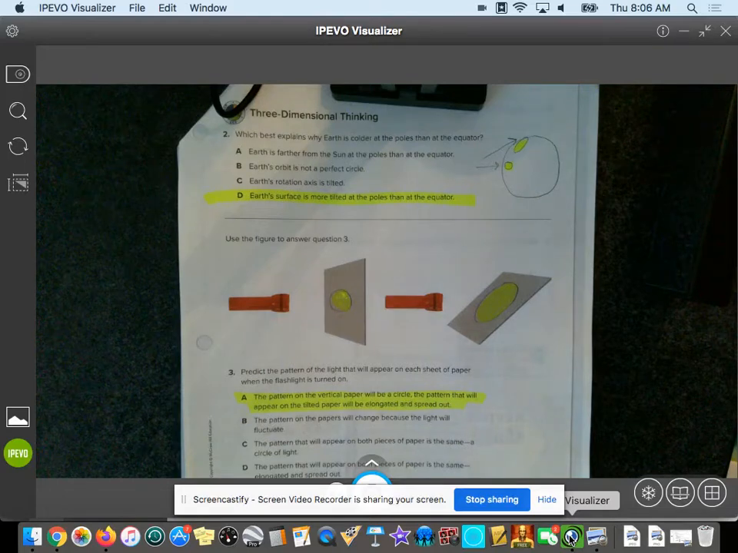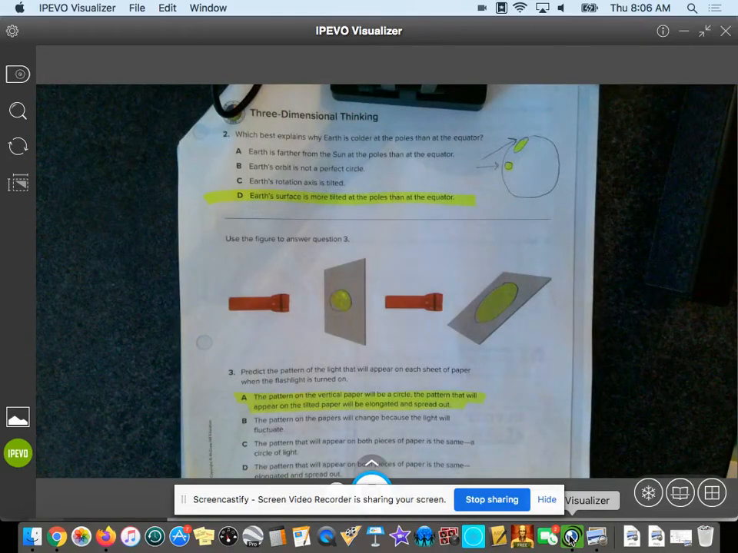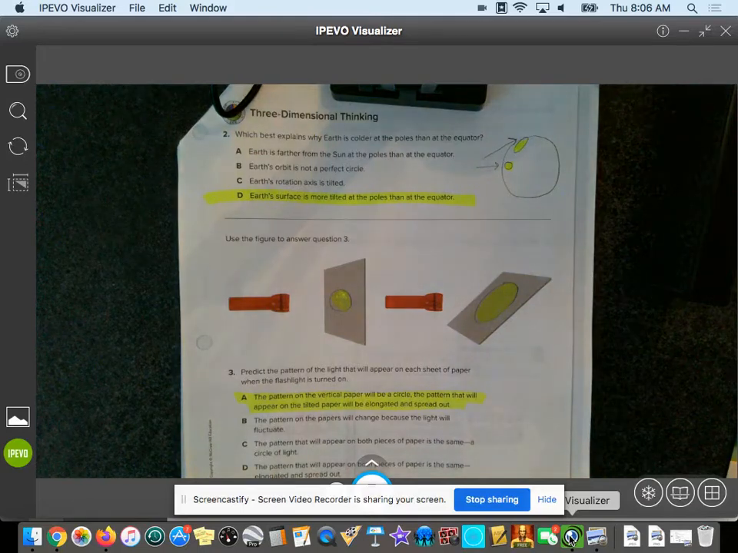Just like in the next image, when I took a flashlight and tilted the index card, that light spread out over a larger area, and that means the energy gets spread out and you don't get as much heat. The curve of Earth does the same thing as the tilted card. So the poles are more tilted than the equator, and that is why the poles are colder. That's the best answer. Yes.